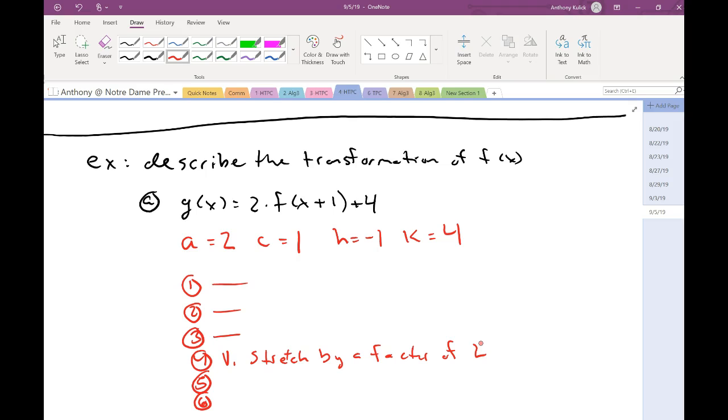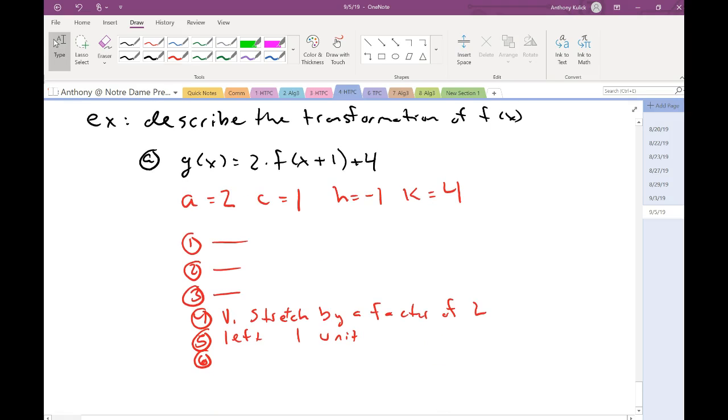For 5, we have to look at the H. Since the H is non-zero, it does something. Since it's negative, we go left. And since the magnitude is 1, it's 1 unit to the left. 6, we look at the K. Since the K is non-zero, it does something. Since it's positive, we're going to go up. And since the magnitude is 4, it'll be 4 units.